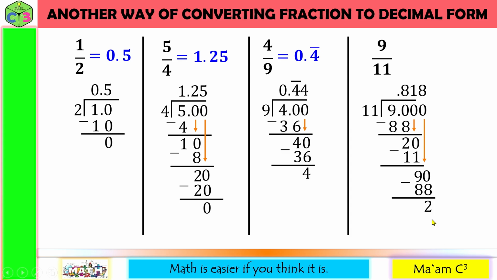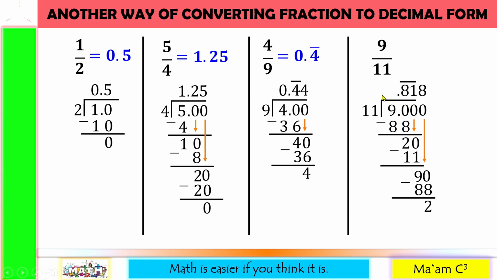Can you see again a pattern? 90, 88, 20, 11, 90, 88. Then this will become again 20. Then you'll have 11. Then you'll have 90 again. So this process again will never end. Now, let's take a look at our answer. 818. So the numbers were repeated after two decimal numbers. So we're going to write our vinculum on top of 8 and 1. This means that 81 will repeat forever.